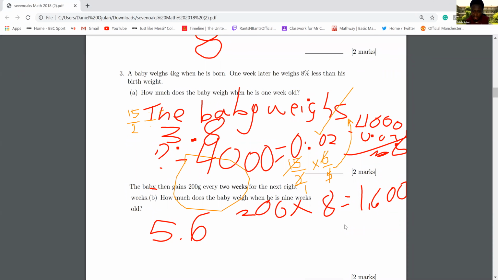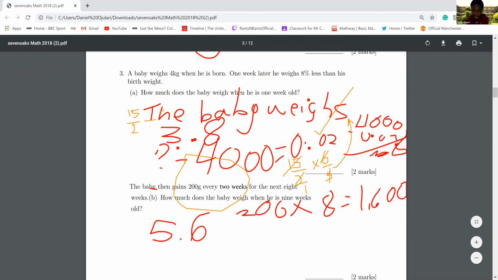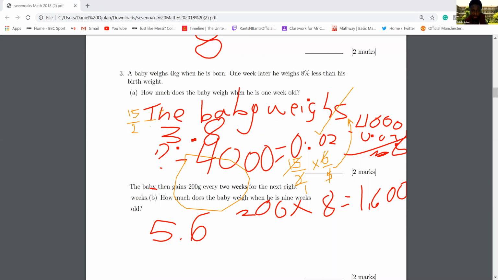Are you trying to increase the screen ratio? Okay. So what is 8 over 100 times 4? I didn't see that step there. That's what you need to do there, because it says, how much does the baby weigh when he is 1 week old?